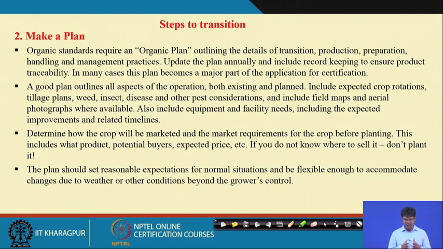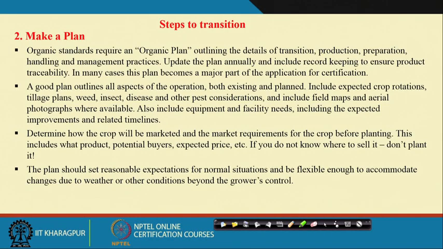Organic standards require an organic plan outlining the details of transition, production, preparation, handling and management practices. So, update the plan annually and include record keeping to ensure product traceability. In many cases, the plan becomes a major part of the application for organic certification. When you go for organic certification, the plan is required. We should have a proper plan starting from the land preparation, or when you are making the planning, up to the harvest or post-harvest. The plan should be documented properly, so that it can be used for the certification process, and then make a good plan.